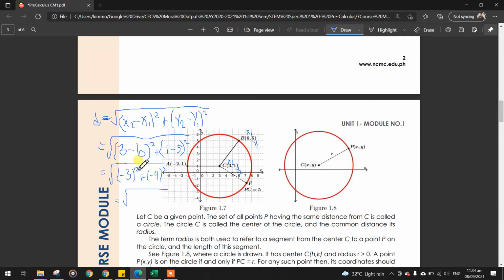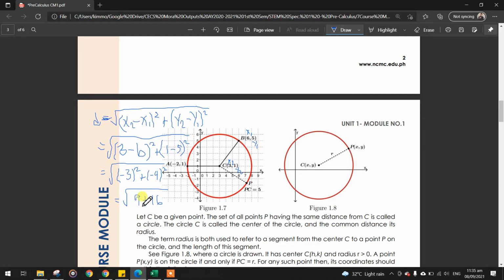So negative 3 squared is negative 3 times negative 3. So negative 3 times negative 3 is positive 9. So we write 9 here. Plus negative 4 squared. So that is negative 4 times negative 4. They are both negative, so their product is positive. So negative 4 times negative 4 is positive 16.